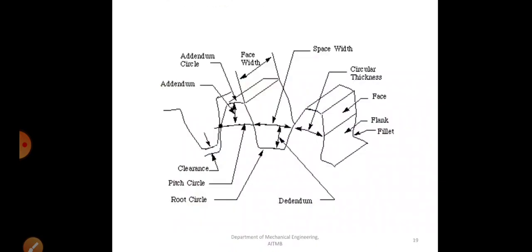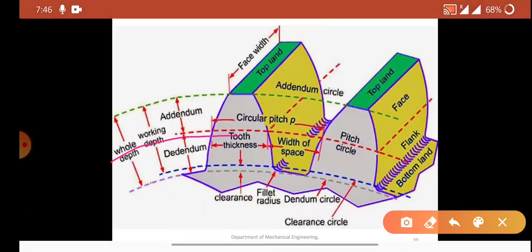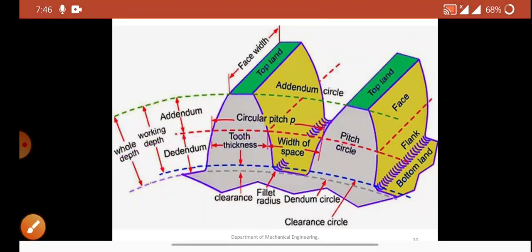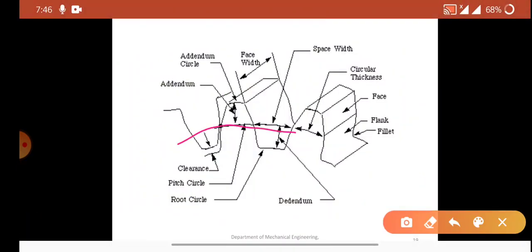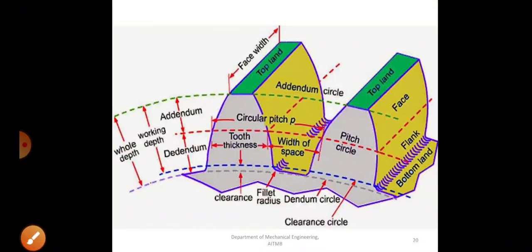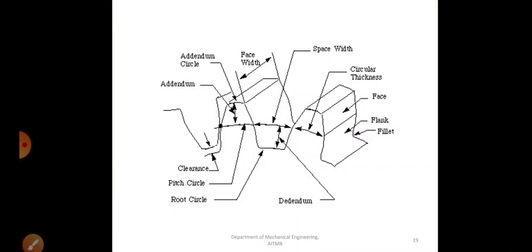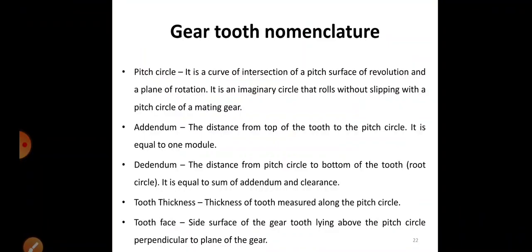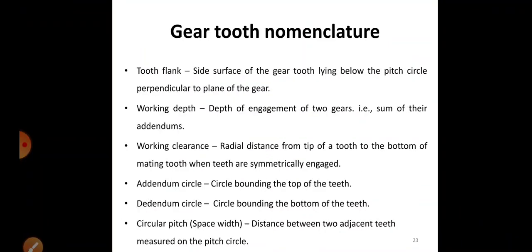So now this is your pitch circle. I will take this figure for reference. If you want to know what this pitch is, you have to consider this end of the tooth to the next adjacent side. This distance is referred to as pitch, or circular pitch, or space width also. Here you can see, as mentioned, space width. So this is gear tooth nomenclature. Go through the diagram and you will easily understand.